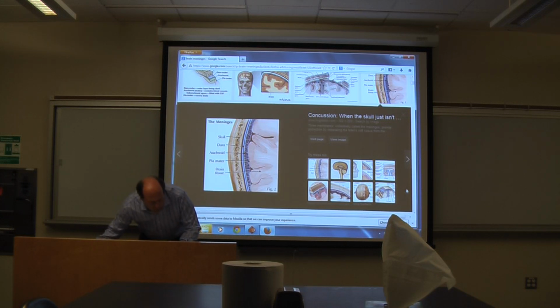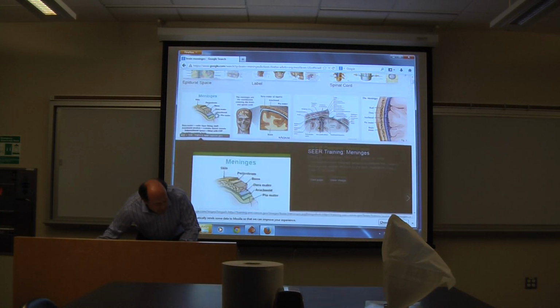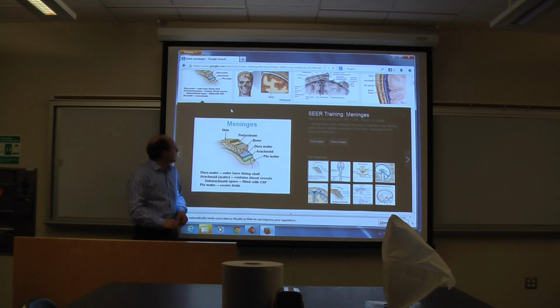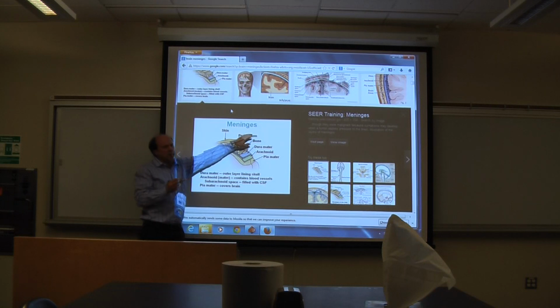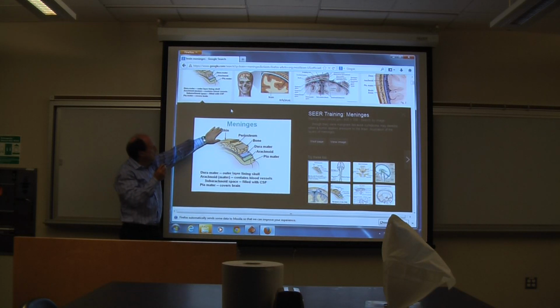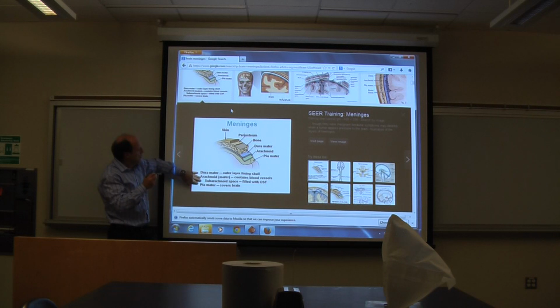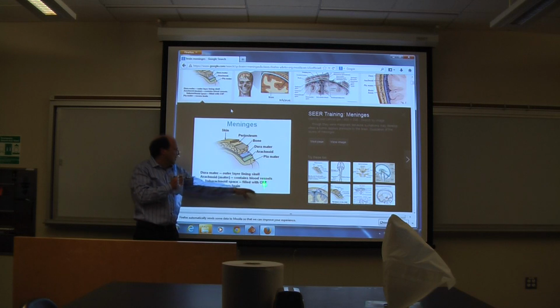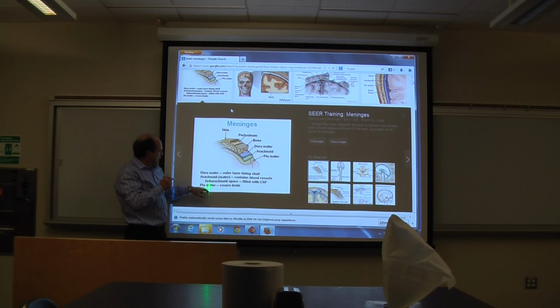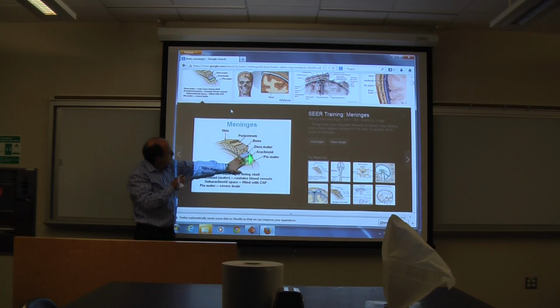Let's see some different pictures of that. So this is again under the category of meninges, right? If you're asked about the meninges, there's three that I want you to know: the dura mater on the outside, the arachnoid that's in between, and it does contain blood vessels, but filled with cerebral spinal fluid, and then the pia mater, which covers the brain itself. So that's the brain.